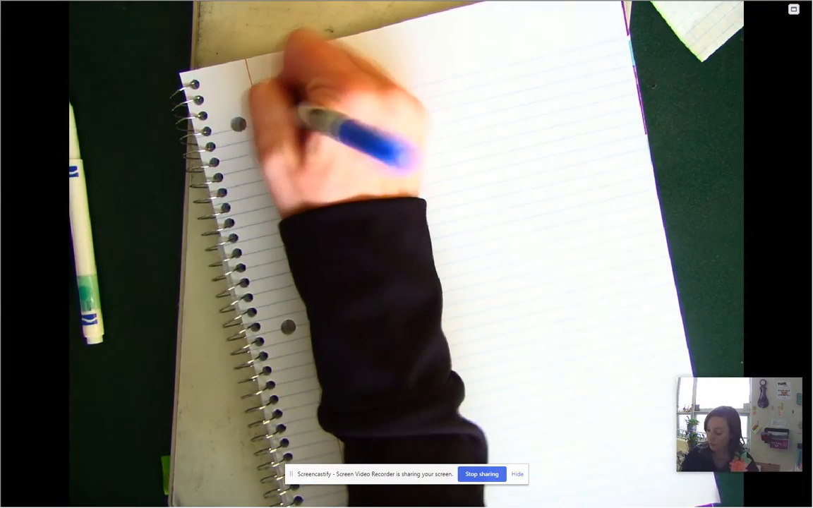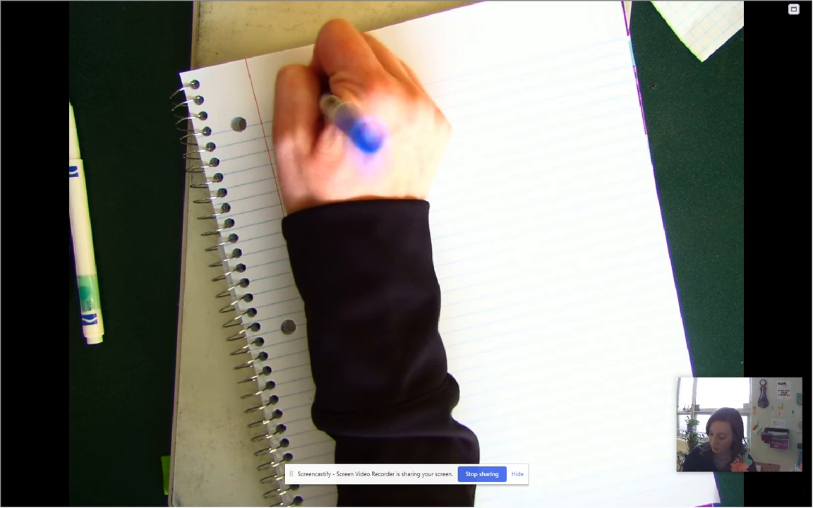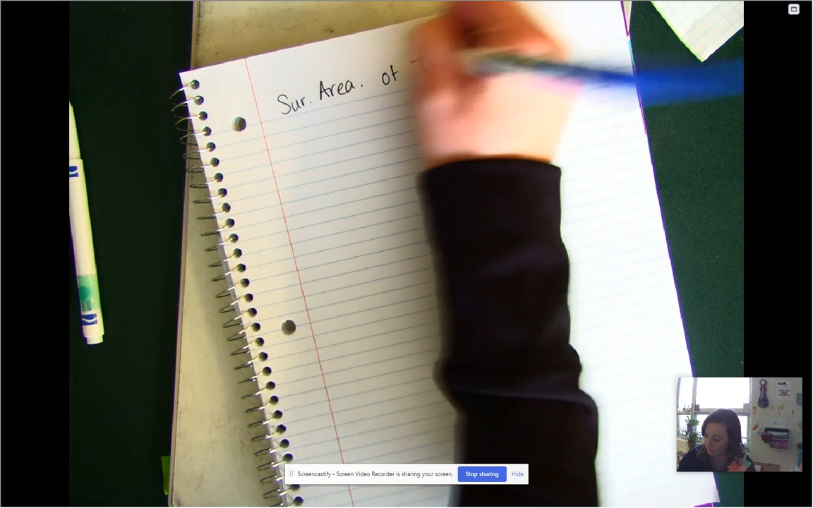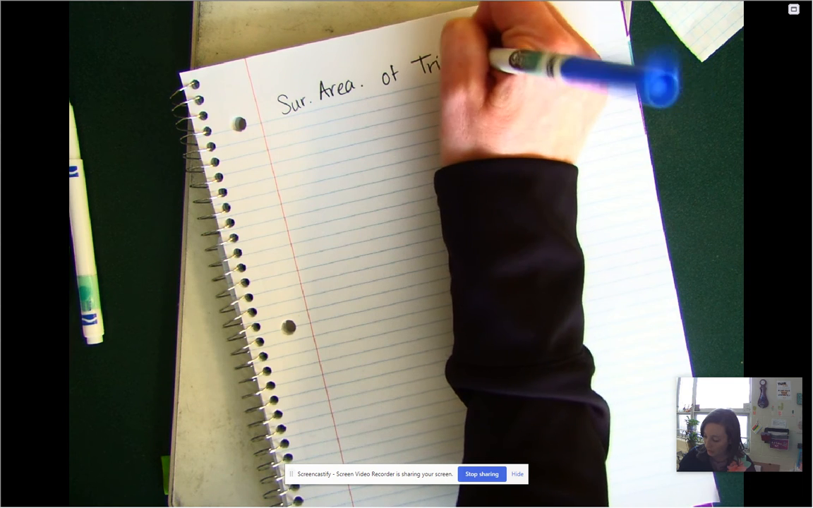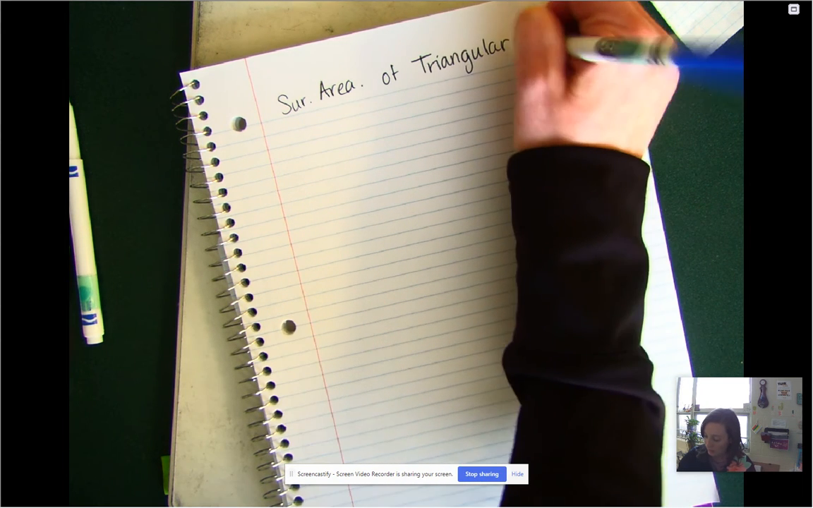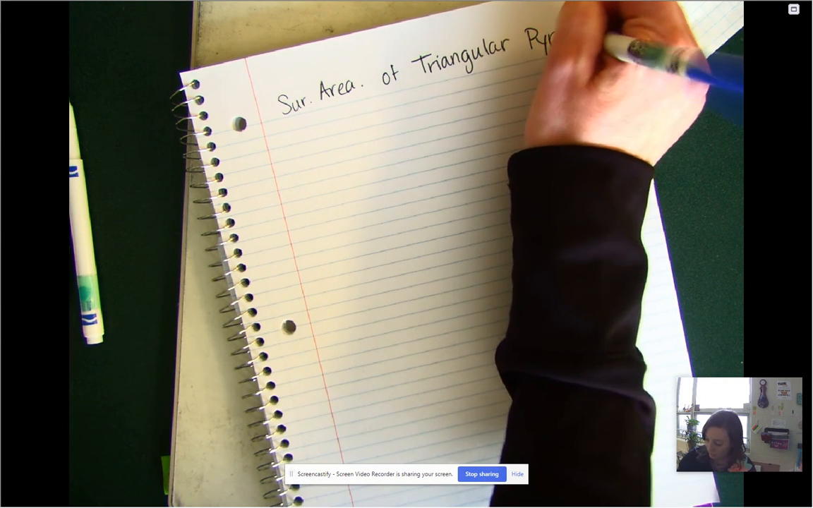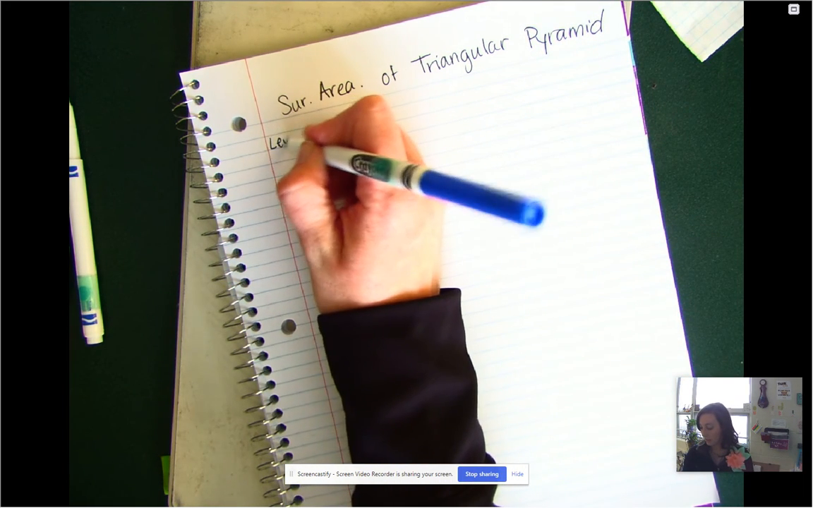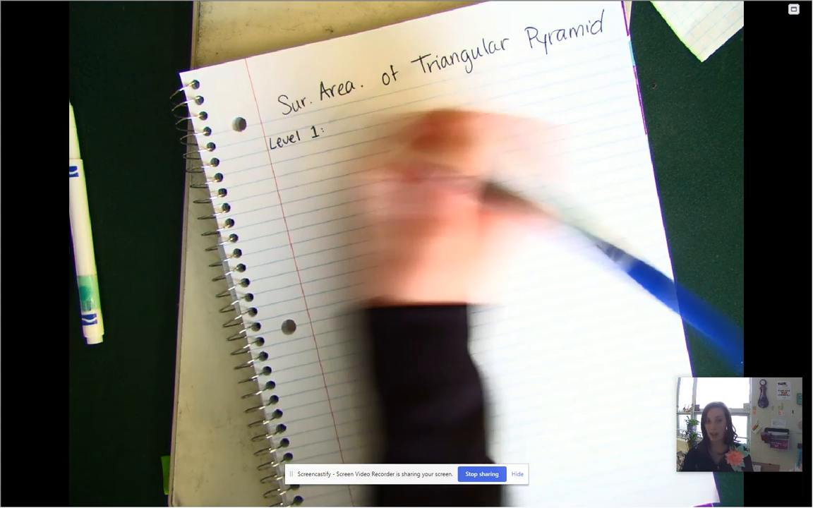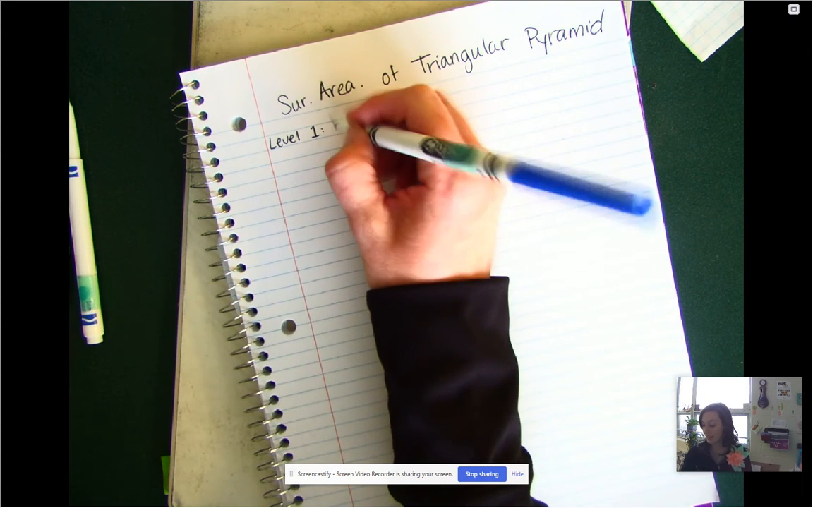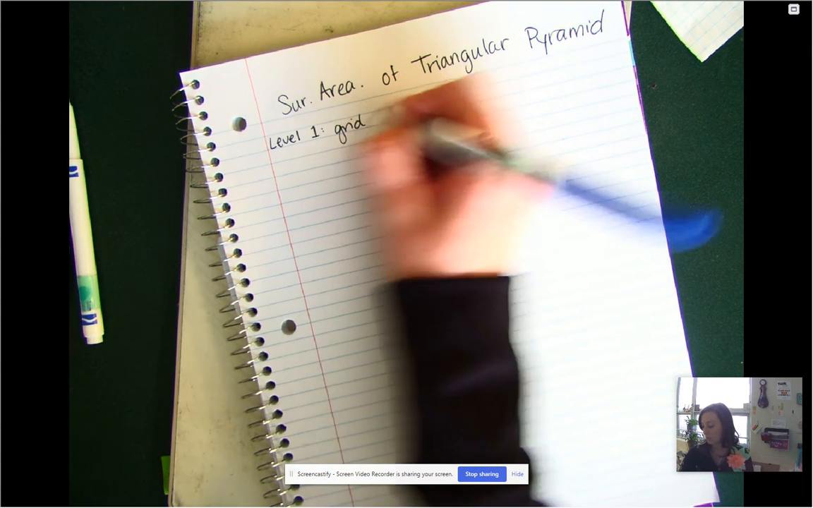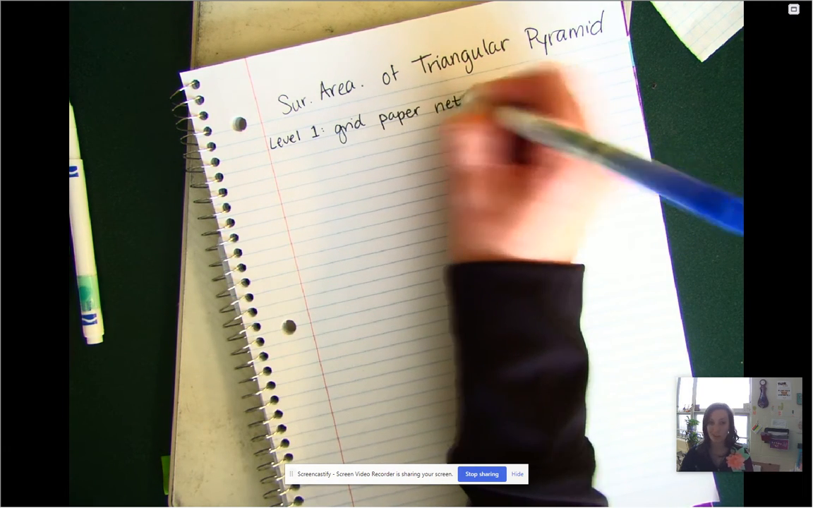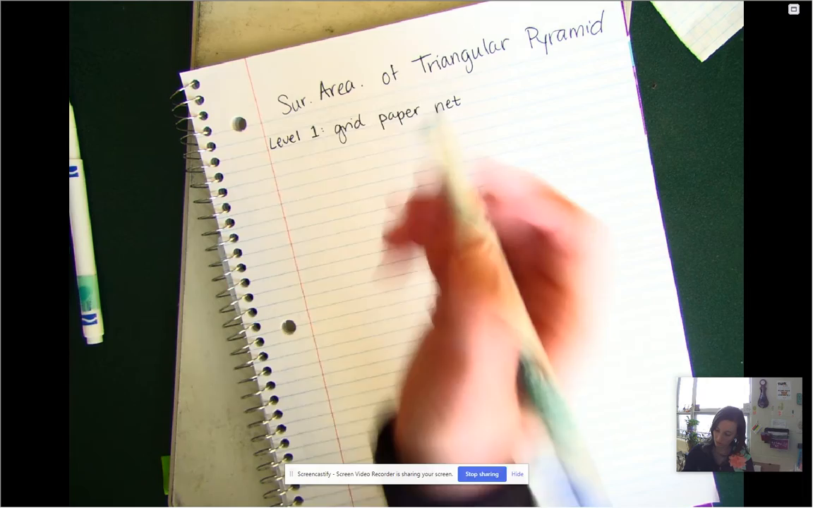The surface area of a triangular pyramid, which, as a reminder, is a pyramid that has a triangle for a base. So again, level 1 would be that grid paper net, which we will do something in class. I'm not going to show it to you right now. I feel like you know what's up.